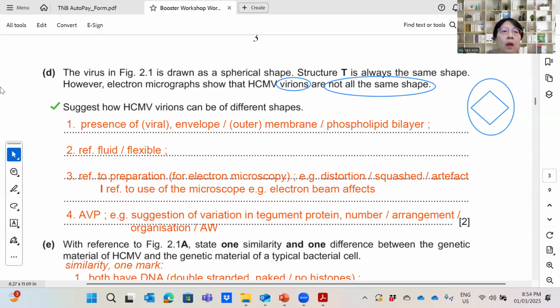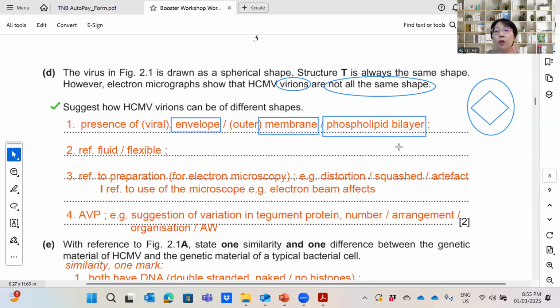to bring you to what you learn in your syllabus. What you learn in your syllabus that the envelope, okay, is a phospholipid bilayer. You see, even the mark scheme also say the envelope is what? Is made up of phospholipid bilayer, or it is made up of membrane. You can say membrane, okay? Or you can say that the virus is surrounded by envelope. Okay, envelope or membrane of phospholipid.